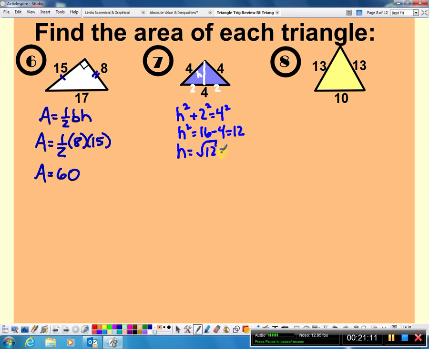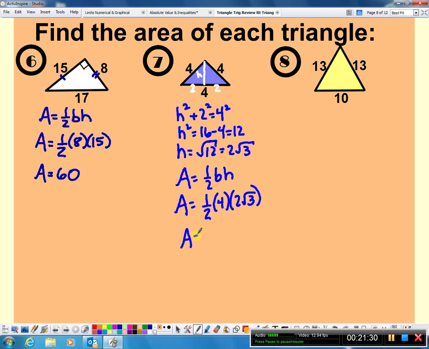Now, going back to area equals 1/2 base times height, I'm ready to insert. Base in this case would be 4. The height we just found is 2 square root 3. So half of 8 square root 3 is 4 square root 3, whatever the units are, squared.